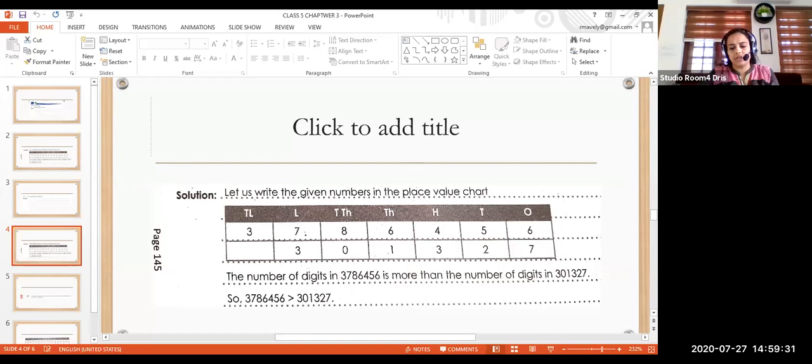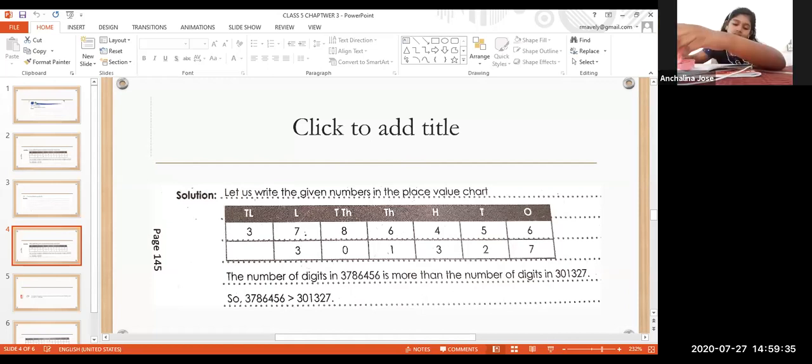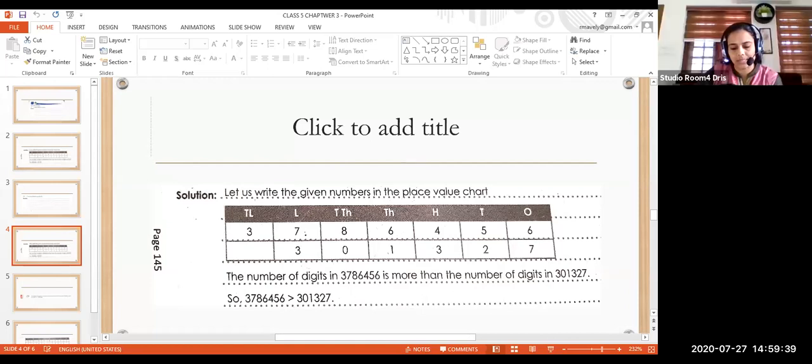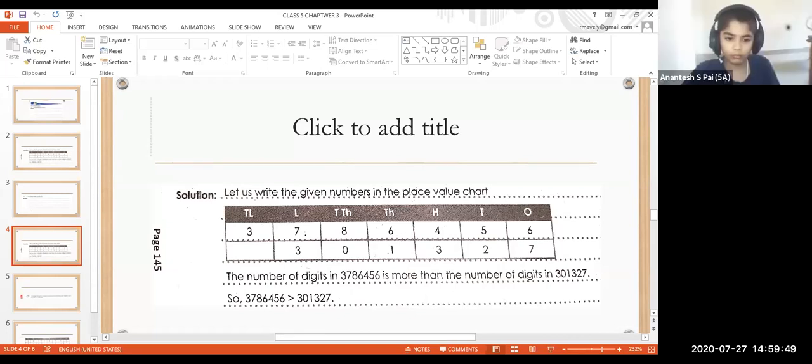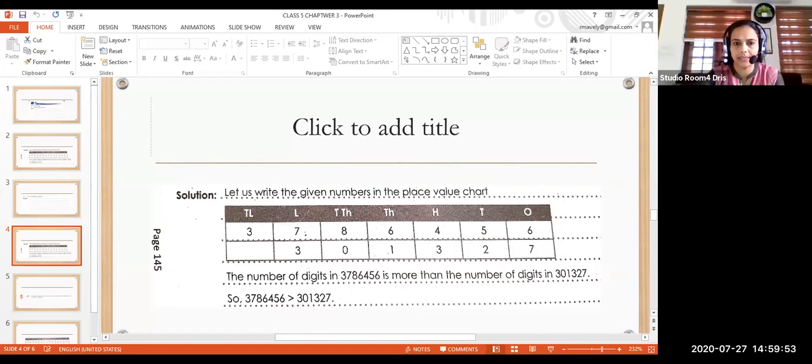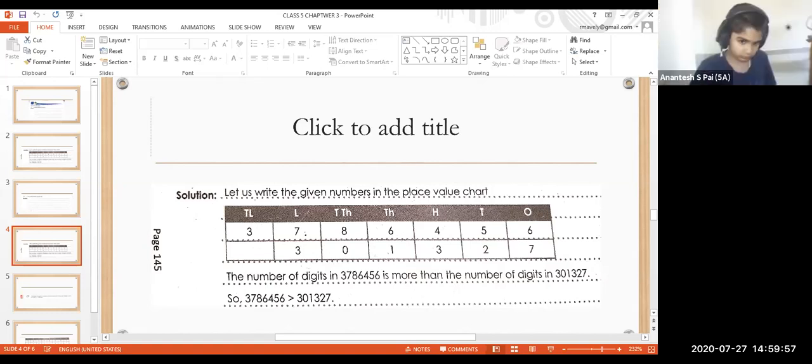Question number 17 also we have done like this. Which is the biggest number? 9 crore 23 lakh 95,678 greater than 54 lakh 87,324. Same like this. Ma'am, like this we should write in the 18th question? Yes, 17 and 18 the same way.